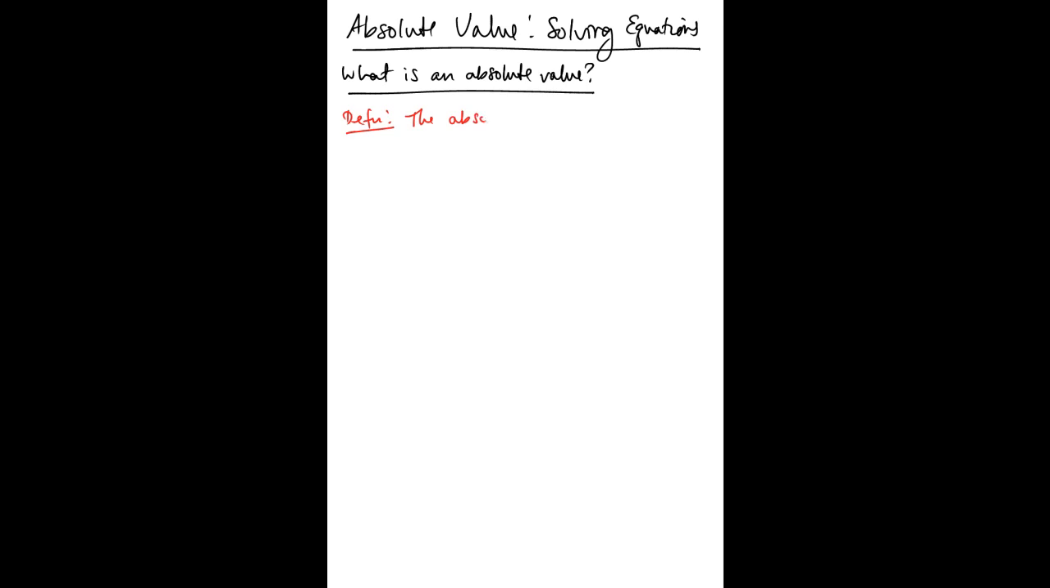So the absolute value of, let's say, x is its magnitude. That might be a word you've heard before. Or in other words, its distance from 0 on the number line.